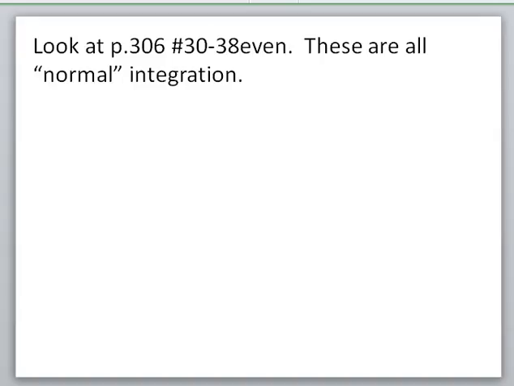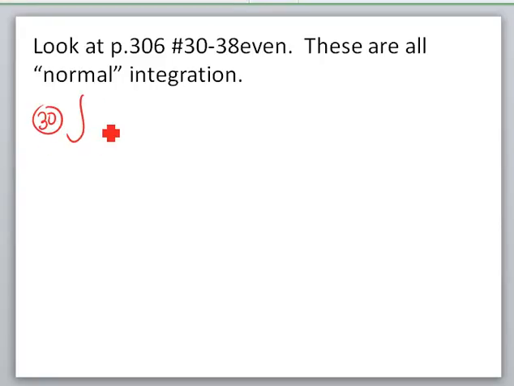I want to point out to you on these, and I'm not going to do a bunch of these examples, but I do want to mention that problems 30 to 38 even are all normal integration, meaning they don't require you to use substitution. So I want to show you one of these. Let's look at number 30.